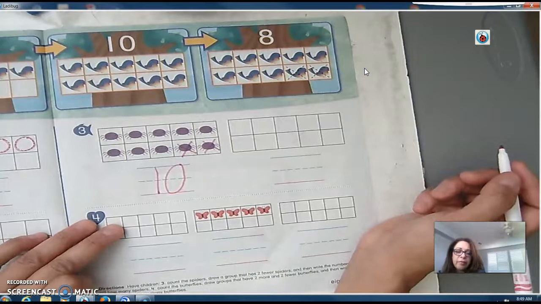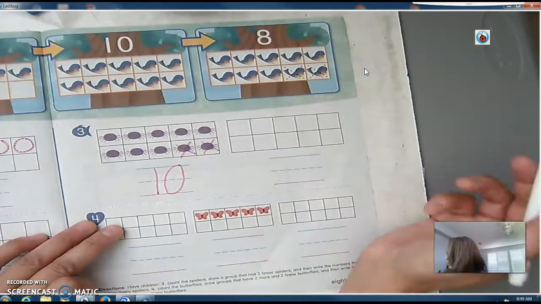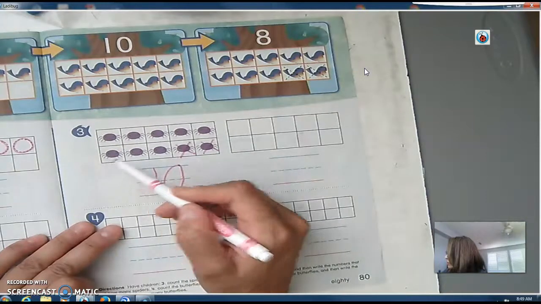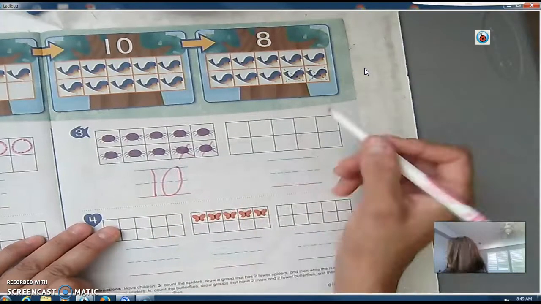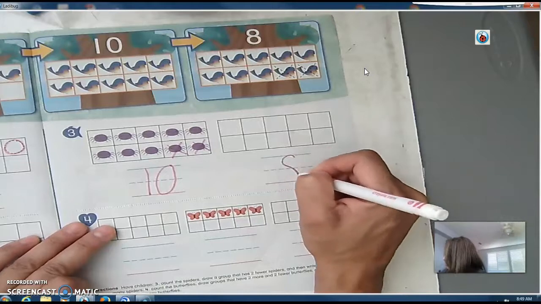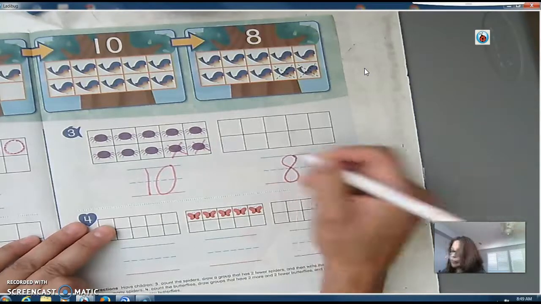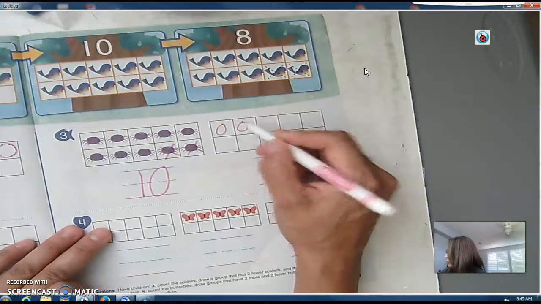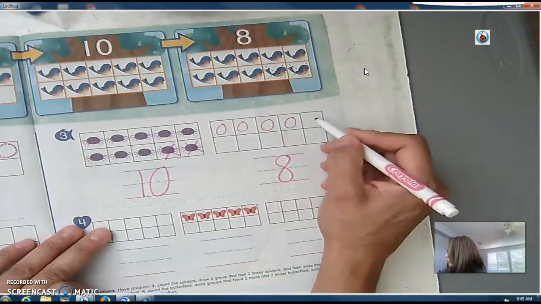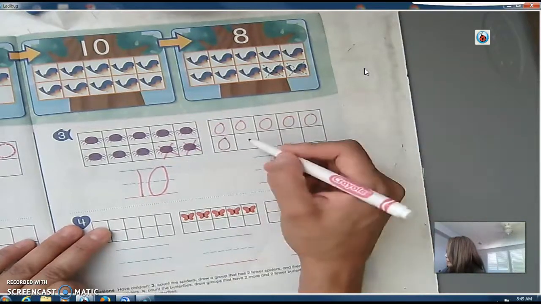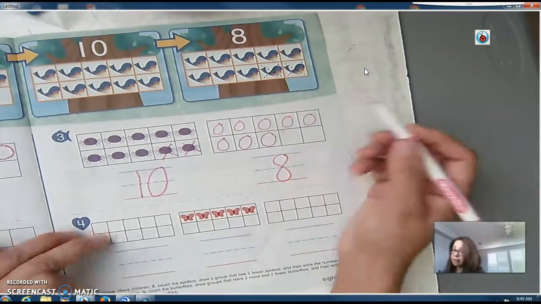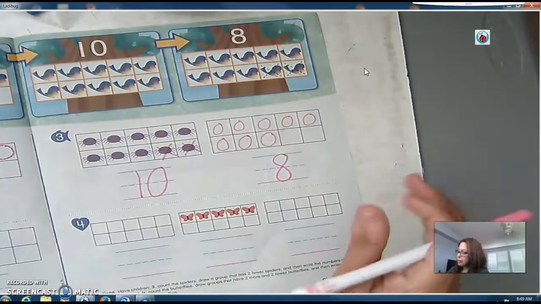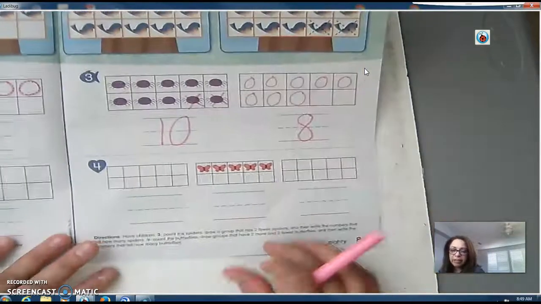All right, after you cross those 2 out, we're going to count how many are left. Ready? 1, 2, 3, 4, 5, 6, 7, 8. So don't forget, let's write 8 first so we don't forget. And then we're going to draw 8 counters. 1, 2, 3, 4, 5, 6, 7, and 8. And if I'm going fast, boys and girls, like I've always told you, you can always pause the video.